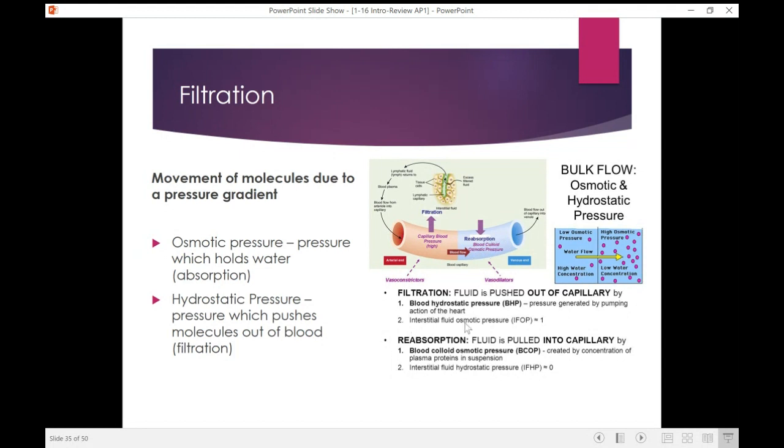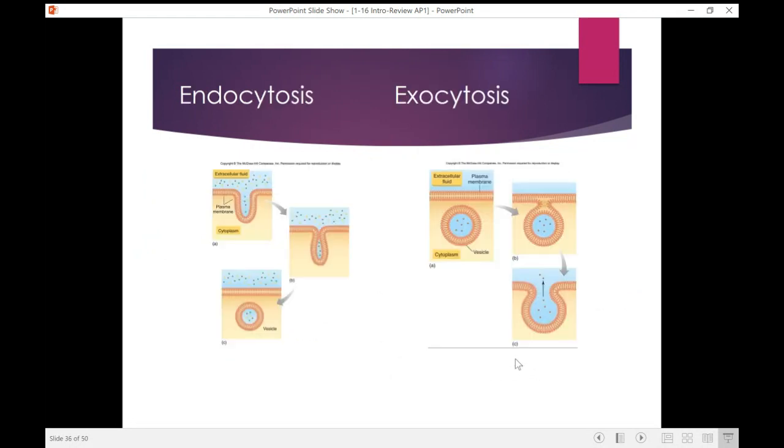Okay, so filtration, the fluid is pushed out of our capillary beds, right? And it does that through our blood hydrostatic pressure. This is the pressure generated by the pumping action of the heart. So every time our heart pumps or beats, it's pushing the fluid up against the edges of the vessels. Okay. Reabsorption is the fluid being pulled back into the capillaries. This is caused by our blood colloid osmotic pressure, and it's created by the concentration of the plasma proteins within the suspension, or within the blood itself.